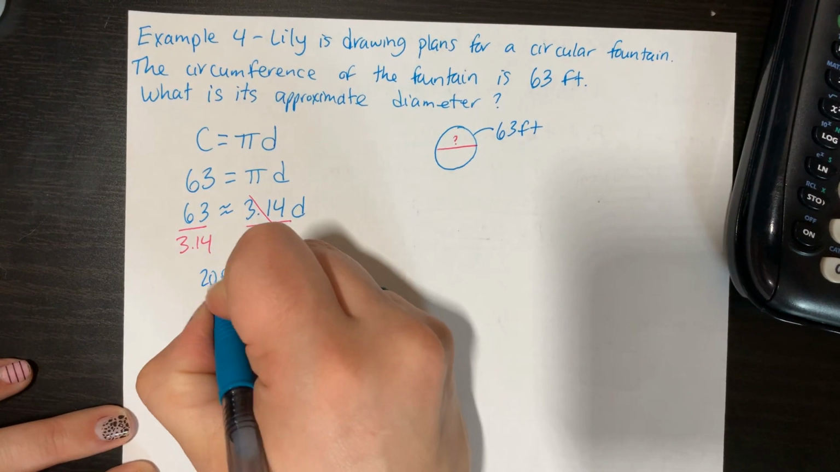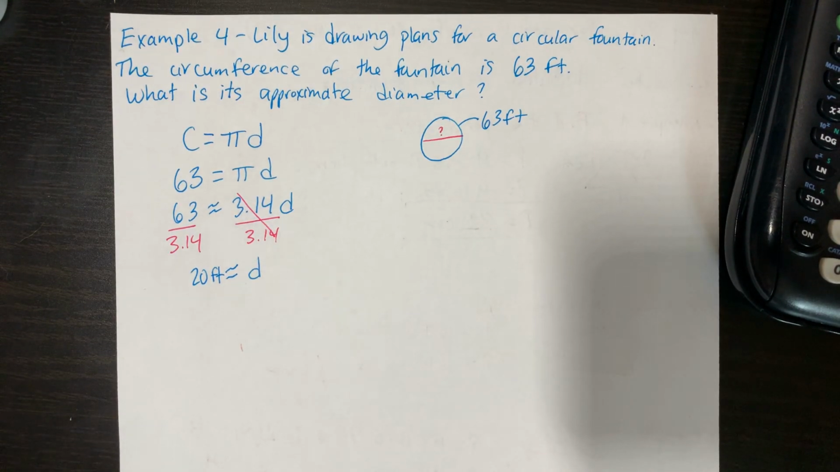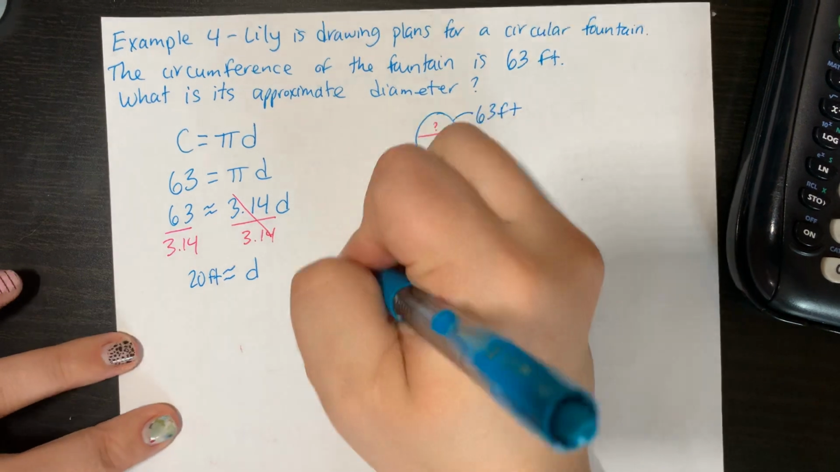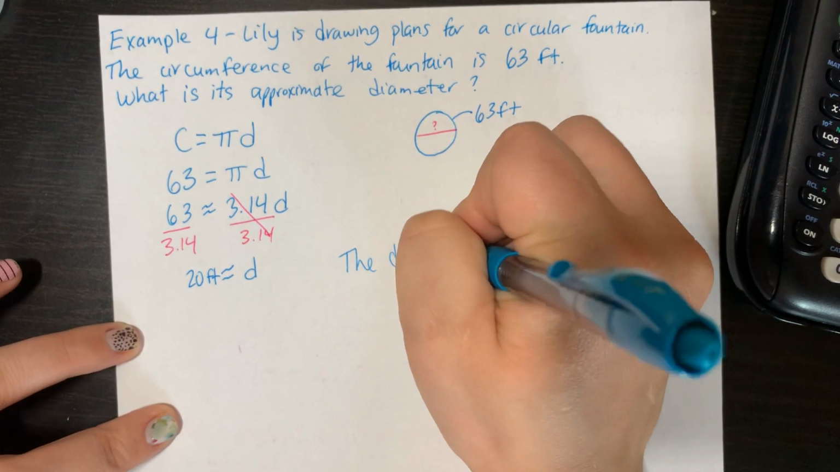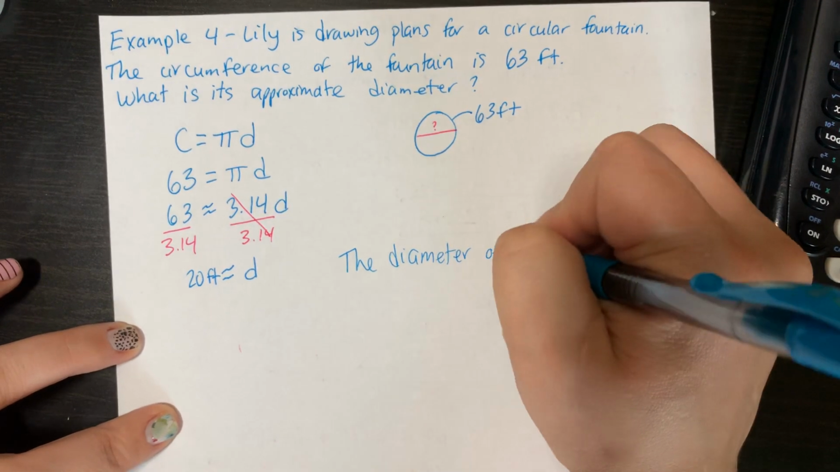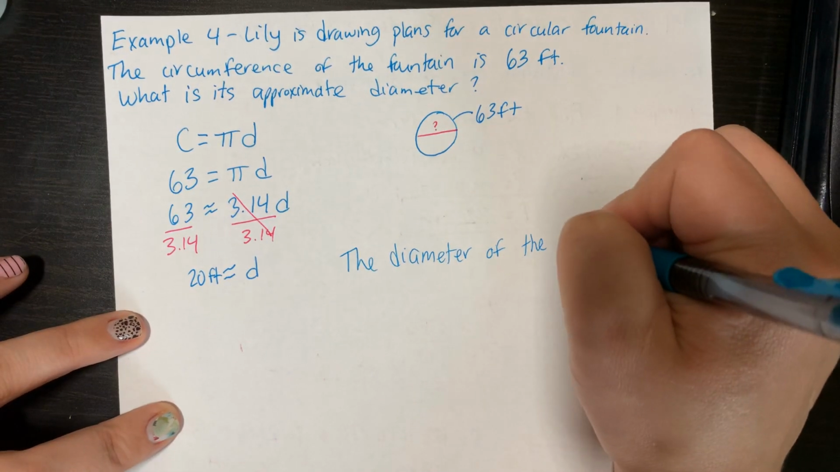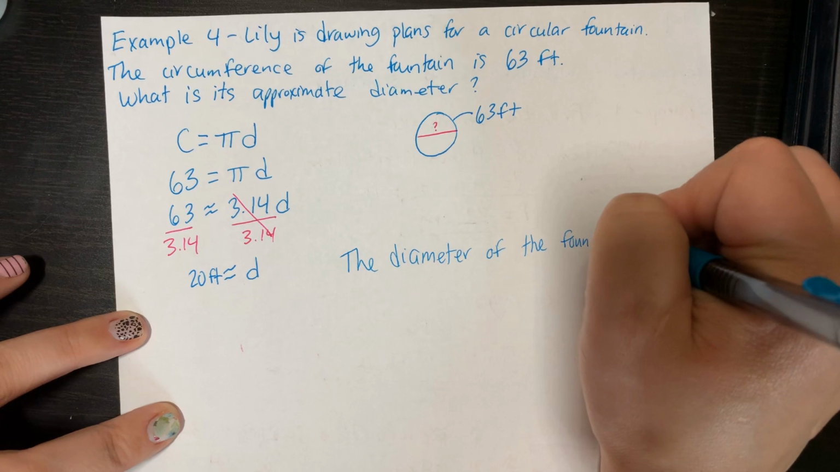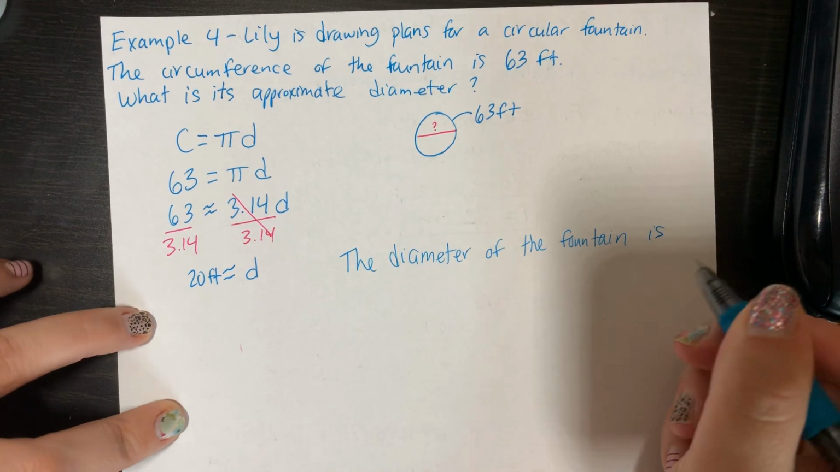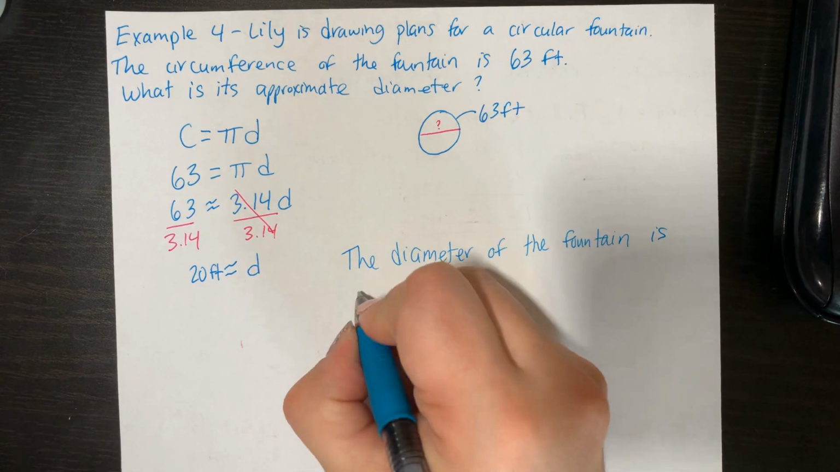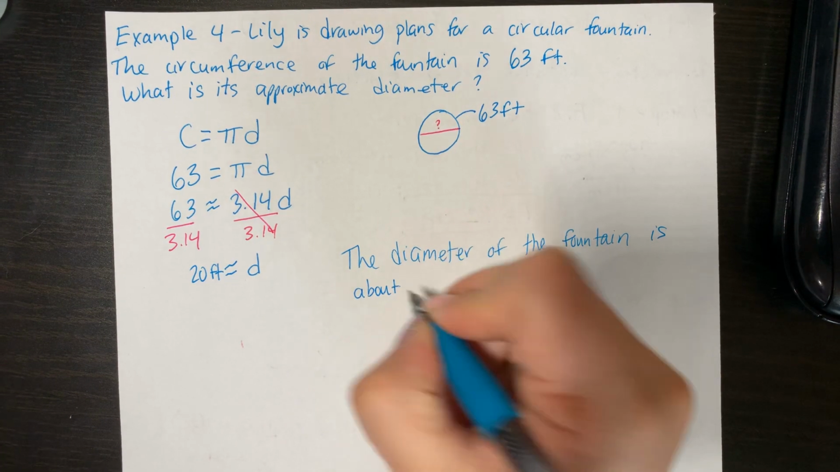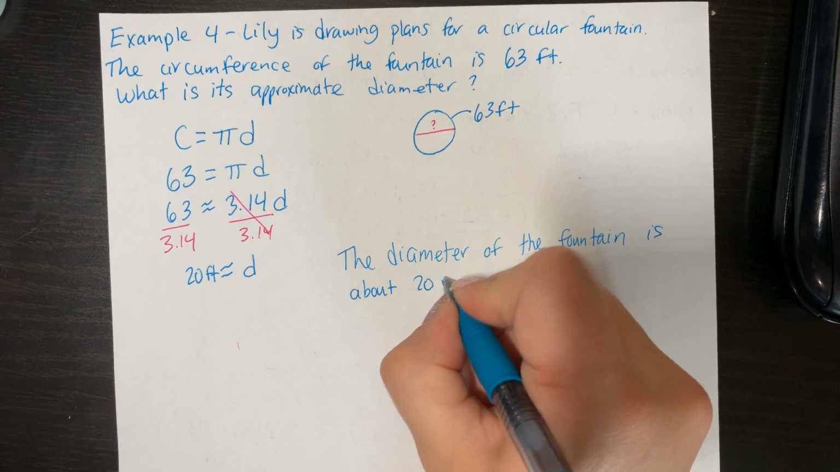We need units, feet. So if we want to write a sentence, we could say the diameter of the fountain is approximately, or we could say about, 20 feet.